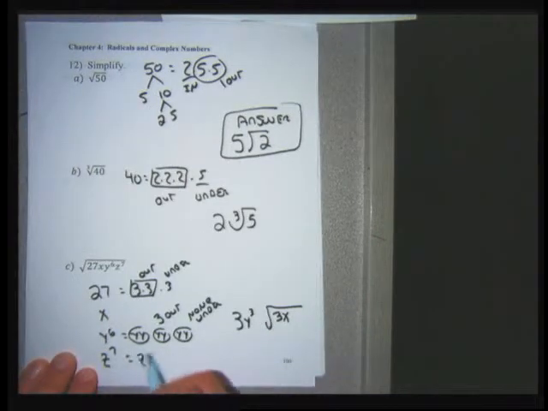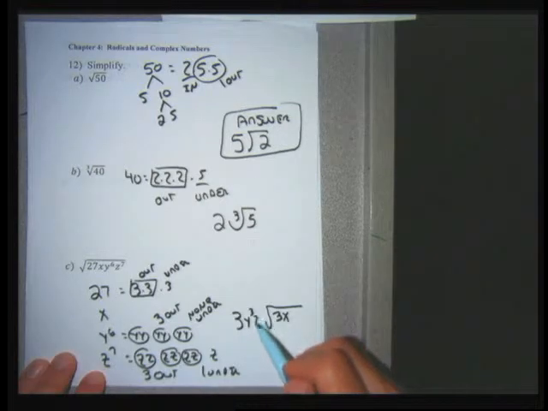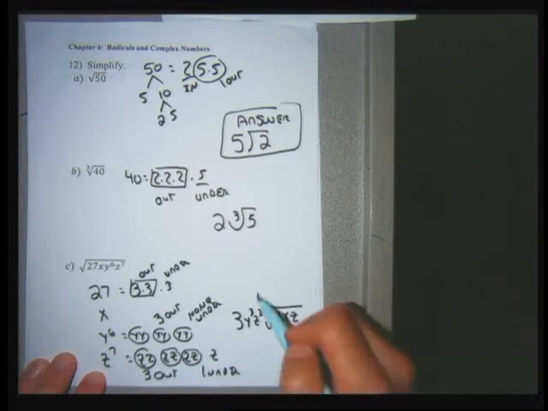For the z to the 7th, I'm going to write 7 z's, and when I do that, I get 3 pairs, so I get 3 z's out and 1 left over for under. So the z's are going to have a z cubed out and a z under.